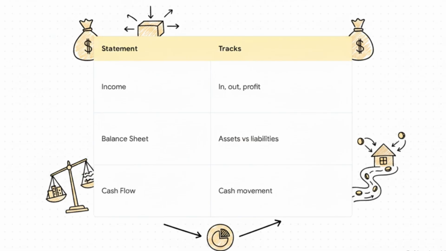Second, the balance sheet. This shows what your company owns versus what it owes, so your assets versus your liabilities. And third, the cash flow statement, which tracks the actual cash moving in and out of your shop's register and bank accounts. So the crucial point is that together, these 3 reports form a comprehensive picture. They tell the complete financial story of your company.